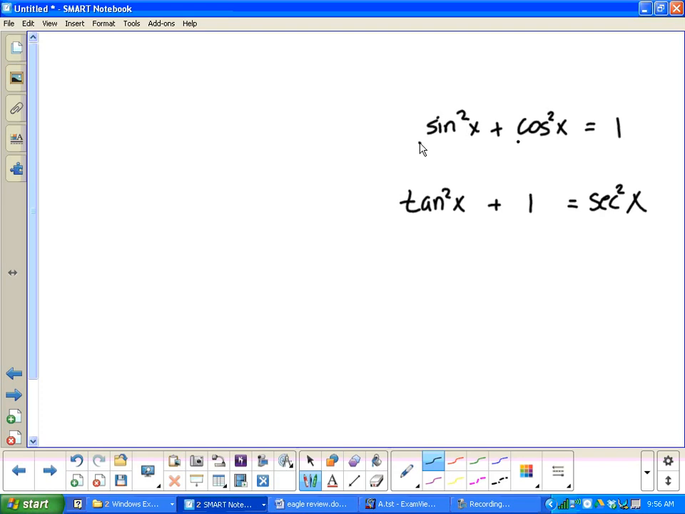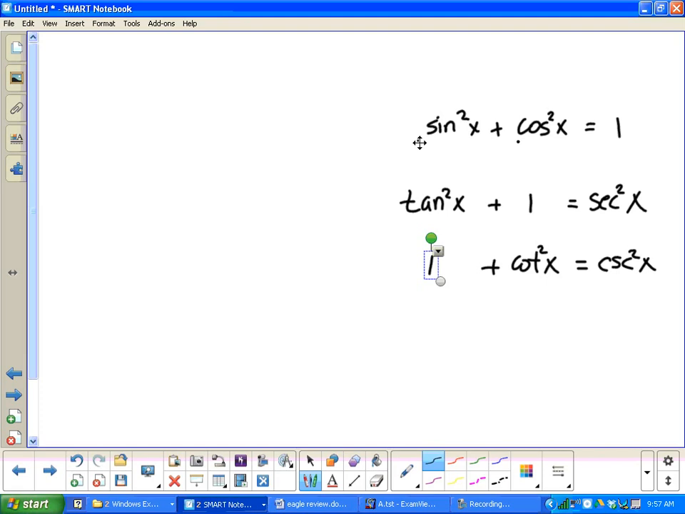So for the third one, divide by sine squared. Sine squared divided by sine squared is 1. Cosine squared divided by sine squared is cotangent squared. And 1 divided by sine squared is cosecant squared. I got lost there for a second. So to get this one, we start with our original one and divide by cosine squared. And for this one, we divide by sine squared.